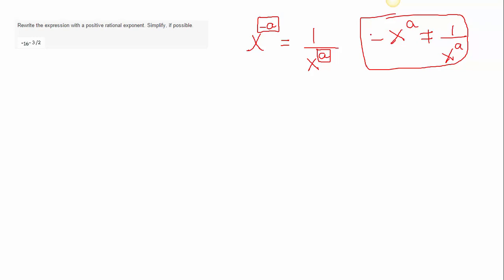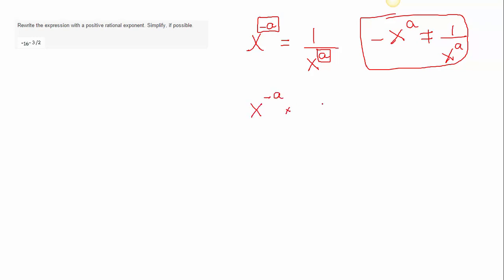This is a negative number. You cannot change it to positive by moving it to the denominator. But this is a negative exponent, which can be changed to a positive exponent by moving it to the denominator. Okay? And a simple proof would be the following.